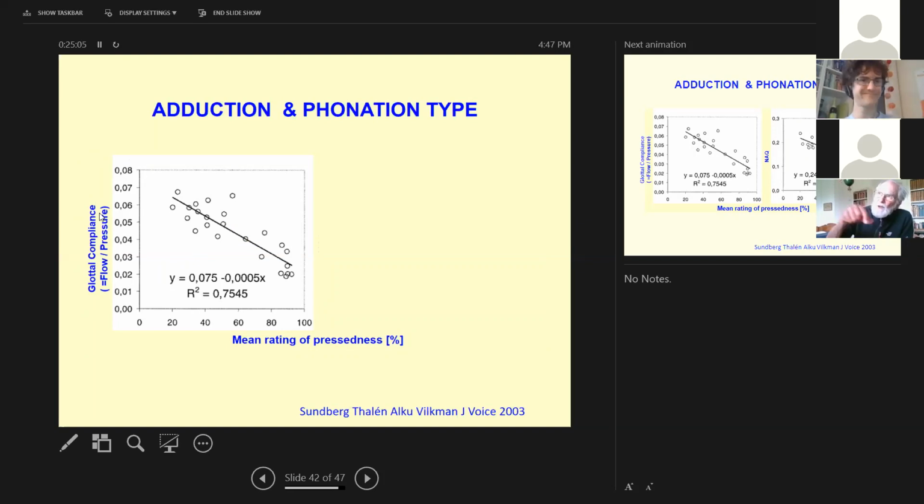It must be the flow over the subglottal pressure. Flow over pressure. Flow is small, and you figure it out if you think about it. Anyway, compliance is how much air they deliver for a given subglottal pressure. And that is nicely correlated with mean rating of preciseness in percent of visual analog scale.